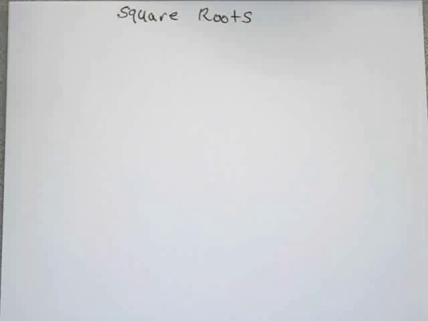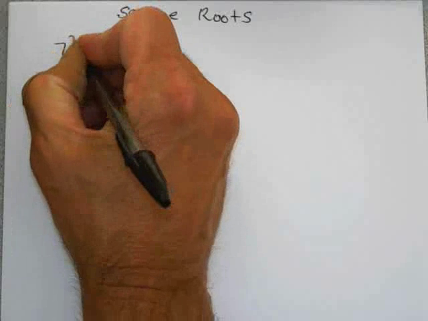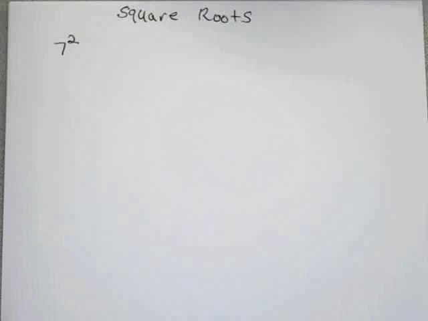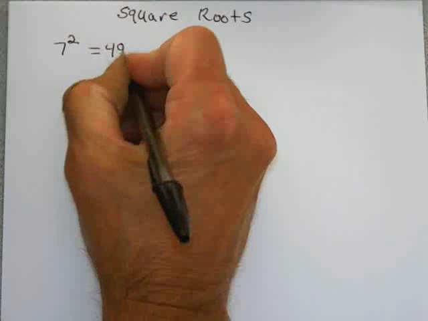In this video, we're going to talk about square roots. So let's figure out what a square root is. If we take a number and multiply it by itself, or take it to the second power, we say that we are squaring this number, right? 7 squared, or 7 to the second power, would equal 49.